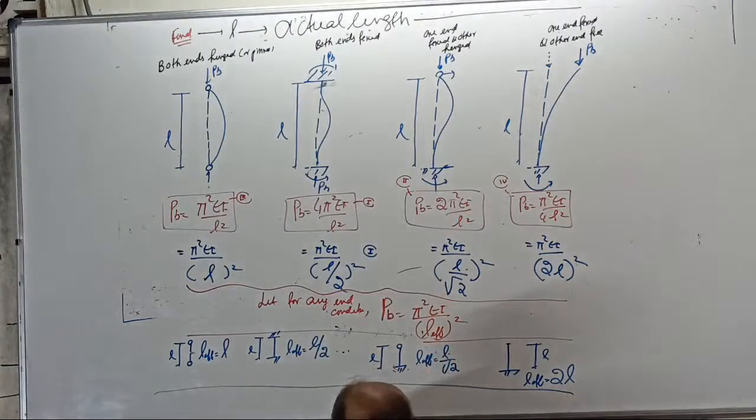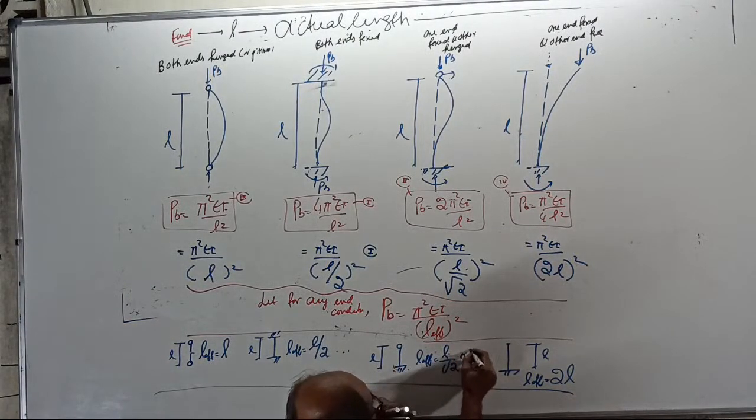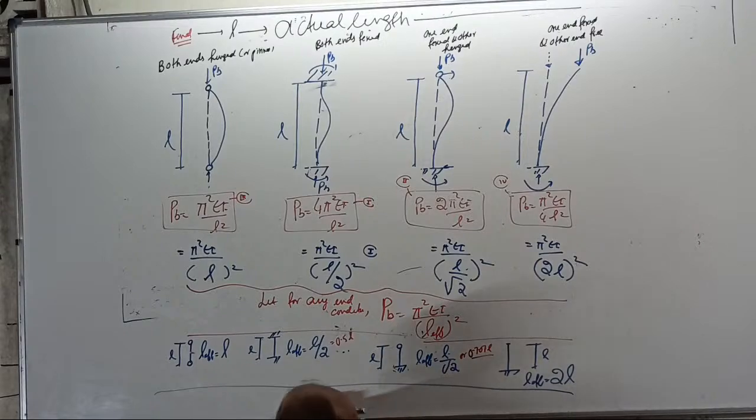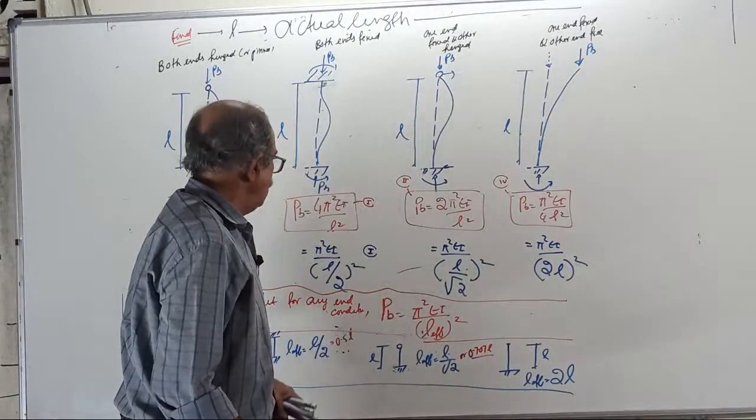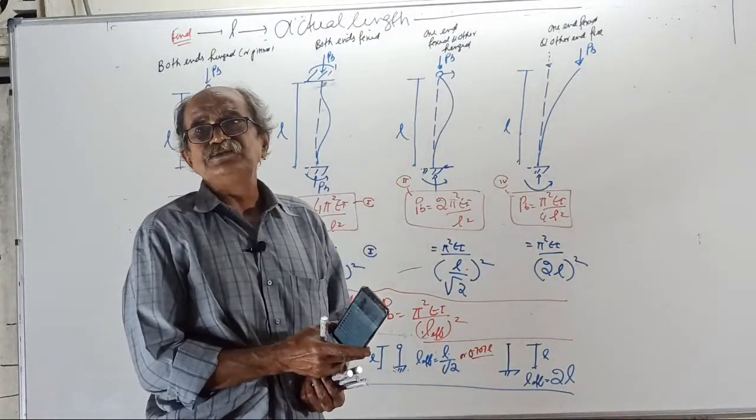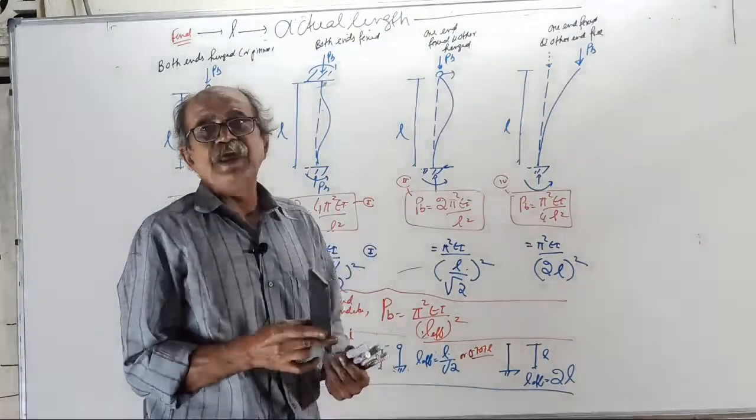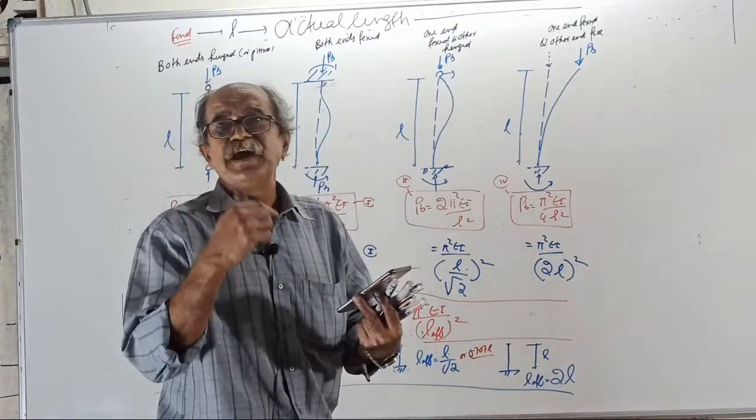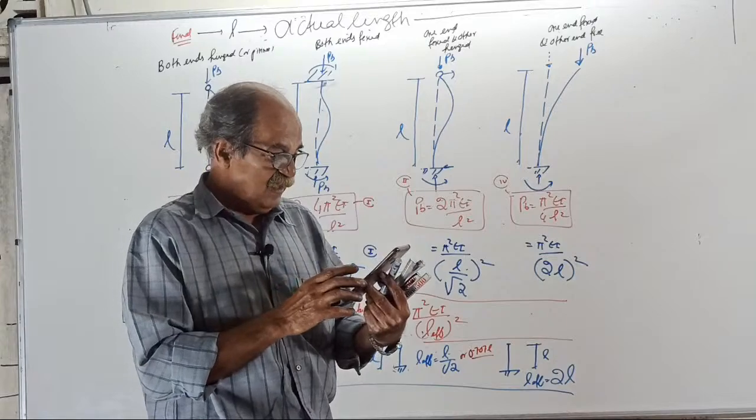Some people write it as what? 0.707 L. Some people write this as 0.5 L. Clear? Sometimes 0.5 L. But practically the IS code says, even though theoretically it is 0.5, the recommended value is not 0.5. They want to take slightly more length for safety. All that I will tell you in the next class.